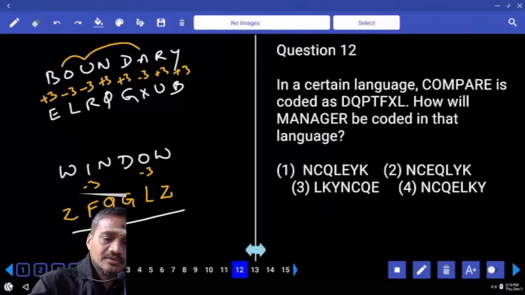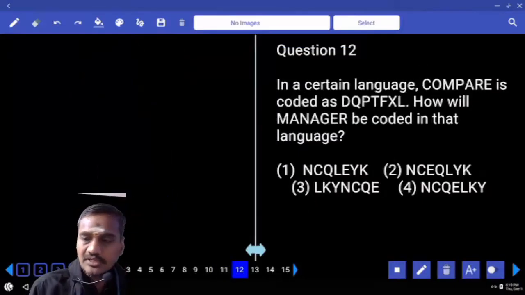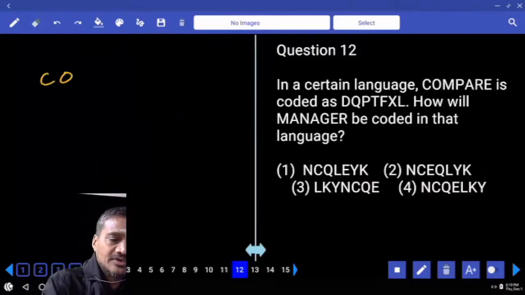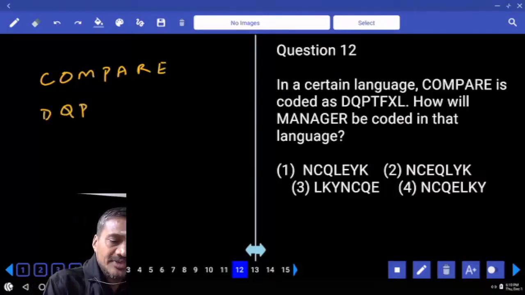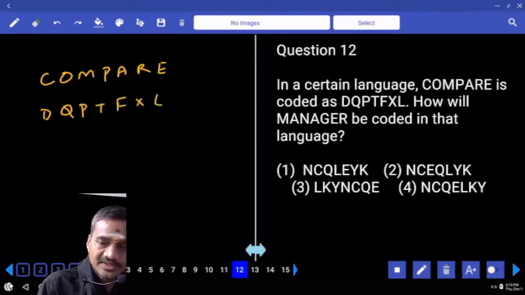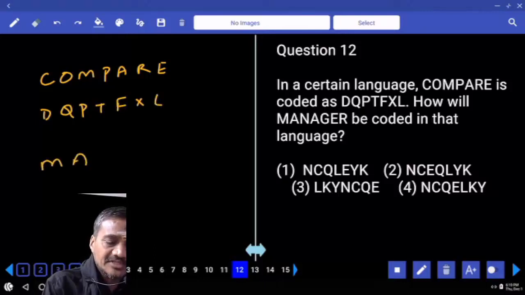Then the 12th one. In question number 12, the code given to the word COMPARE is D-Q-P-T-F-X-L. In the same way, how will the word MANAGER be coded?